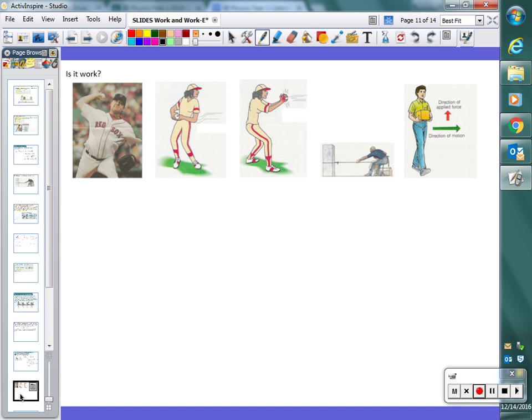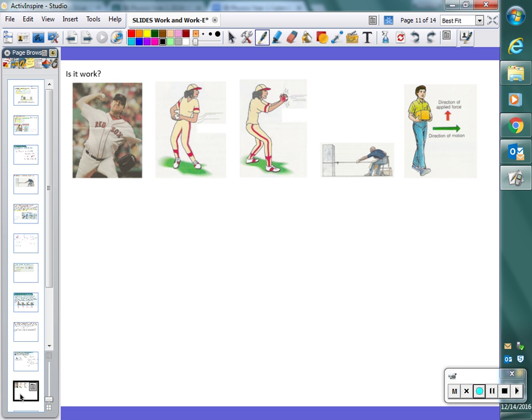All right, the sheet I gave you today starts off with some identification questions, and the question is always the same: is it work? So, adjust this a little bit. There we go. All right, we have five pictures here. Situation number one: is it work when a pitcher throws a baseball?